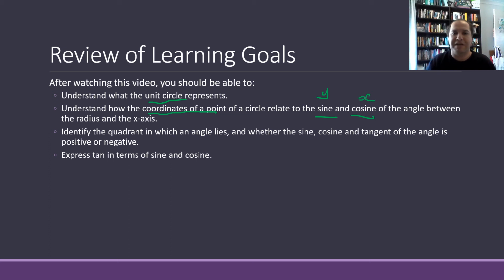Identify the quadrant in which an angle lies and whether sine, cosine, and tangent of the angle are positive or negative. And for that, we used all stations to central for our first, second, third, and fourth quadrant, depending on where our angle lied, to work out which ratios were positive and negative. And then express tan in terms of sine and cosine. We said tan is sine divided by cos.